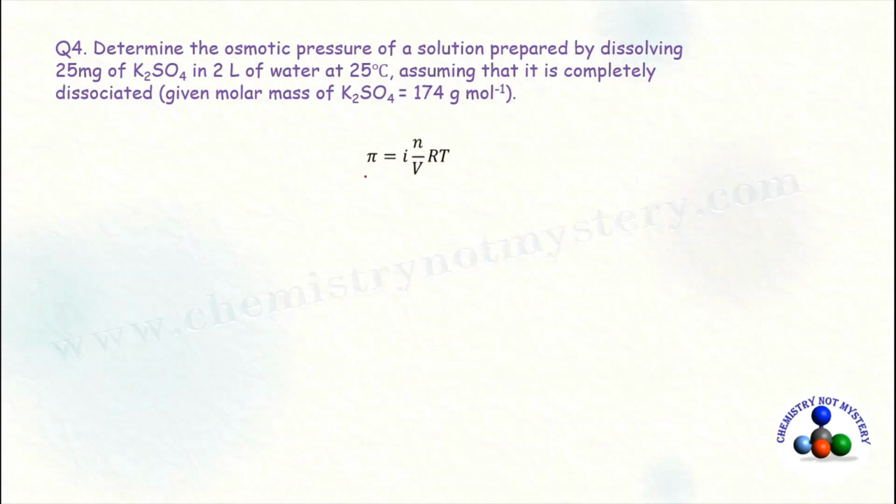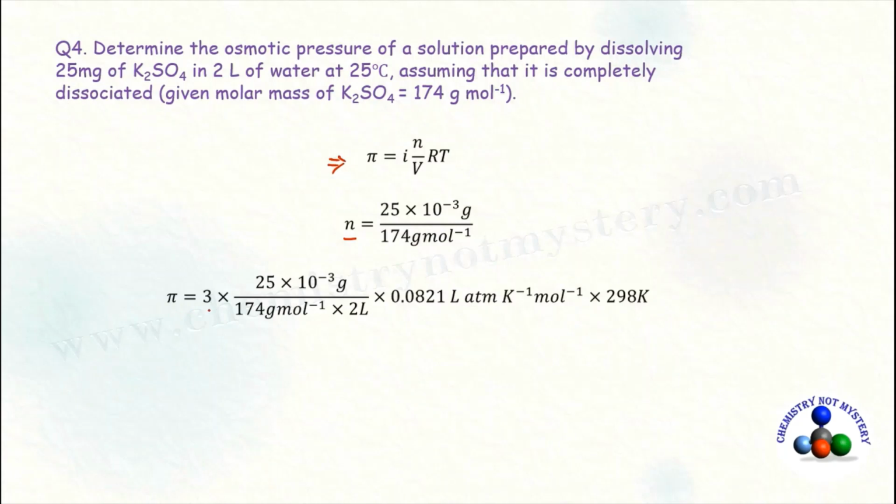For osmotic pressure calculation, we have the formula pi is equal to i n over V R T. We have just calculated the number of moles n is equal to 25 into 10 raised to minus 3 grams over 174 grams per mole. Now place the value of n in the above equation. So here you will get pi is equal to 3, that is the value of i, multiplied by n, which is 25 into 10 raised to minus 3 grams over 174 grams per mole, divided by 2 liters, that is the volume, multiplied by the value of R, that is 0.0821 liter atmosphere per Kelvin per mole, multiplied by temperature, that is 298 Kelvin.